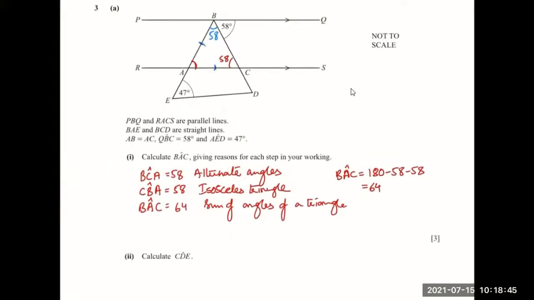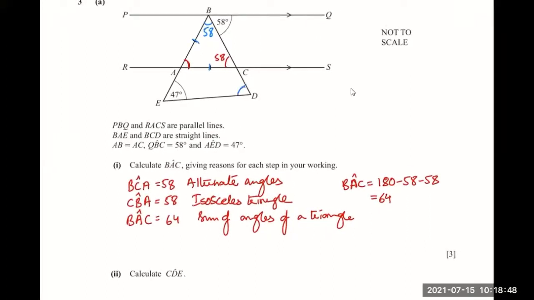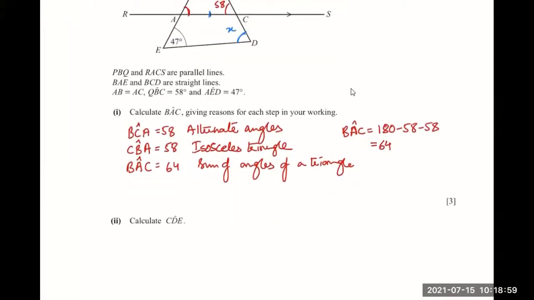Then it says calculate CDE. Okay, CDE, this angle. Now I notice I have an entire triangle, let's call that X. Can I say that X plus 58 plus 47 gives me 180? X is therefore 75.